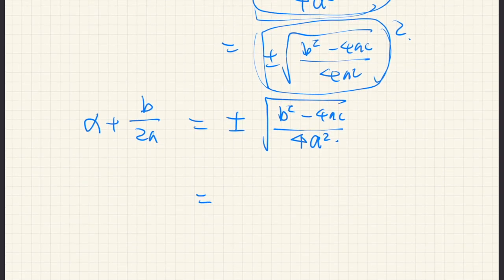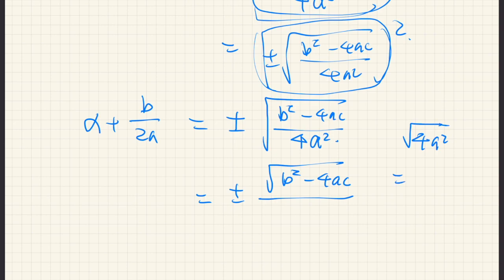Okay, so let's simplify a little bit. So plus or minus the square root of b squared minus 4ac over, the square root of 4a squared is 2a, plus or minus. But we already have plus or minus here, so we can consider all combinations. Plus times plus is plus, minus times minus is plus. So either way, we only have either plus or minus. There are four possible combinations, but the outcome is only two possibilities, plus or minus. So we have just 2a here.